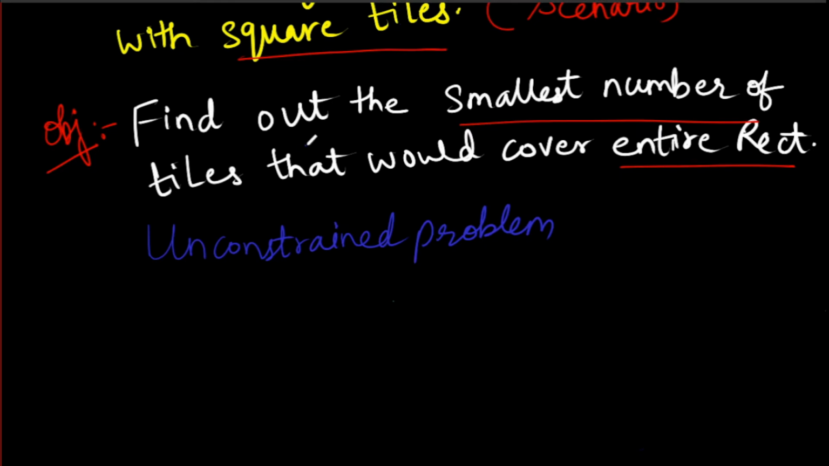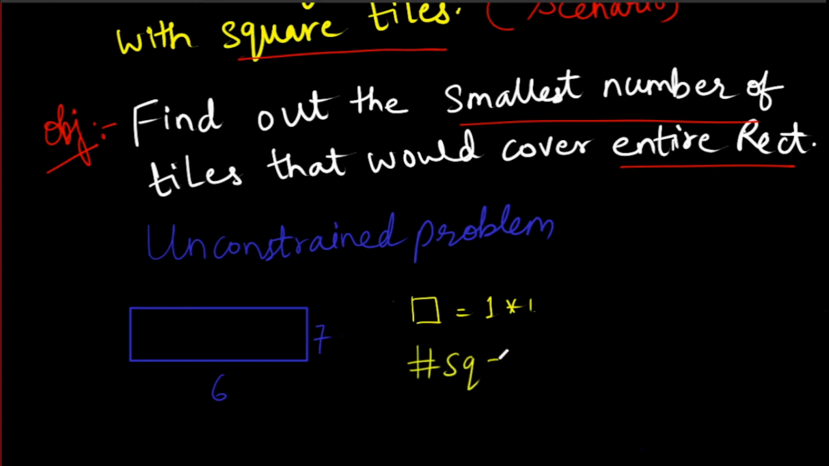Now, let us consider a rectangle of 6, 7, and squares of size 1 cross 1 initially. Hence, to cover the entire rectangle, the number of squares would be 42 by 1, which would be 42 squares required.